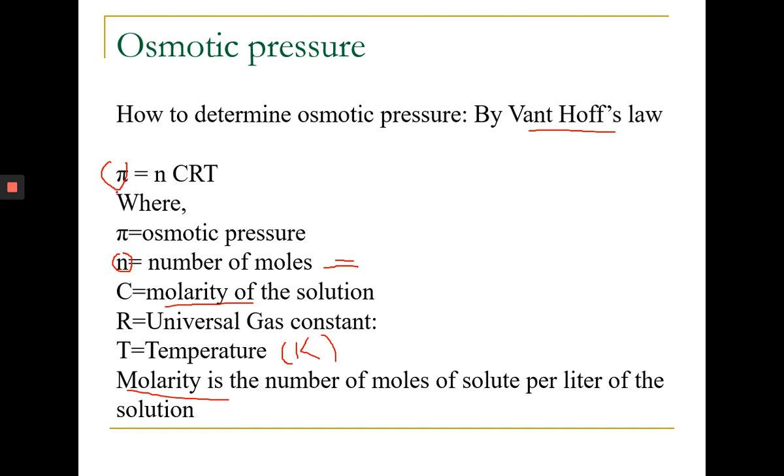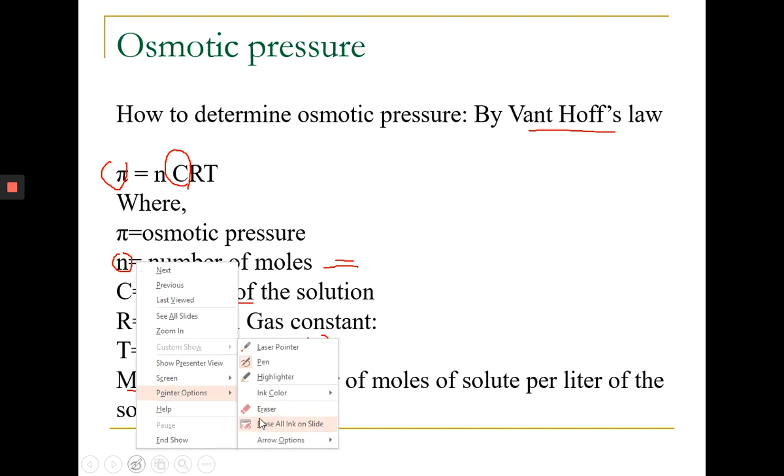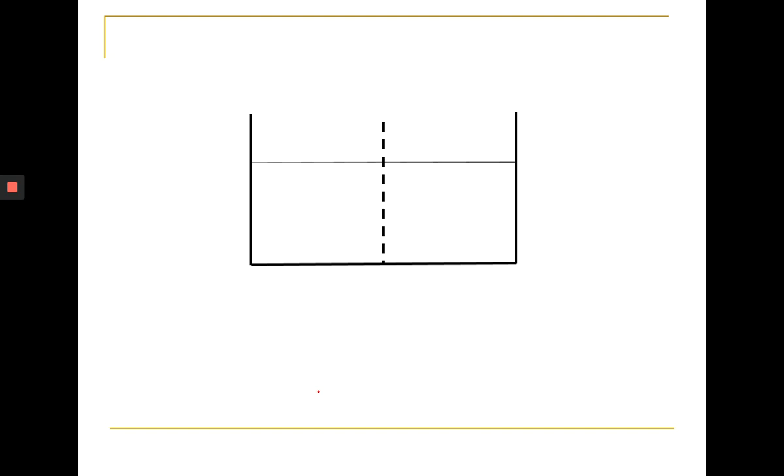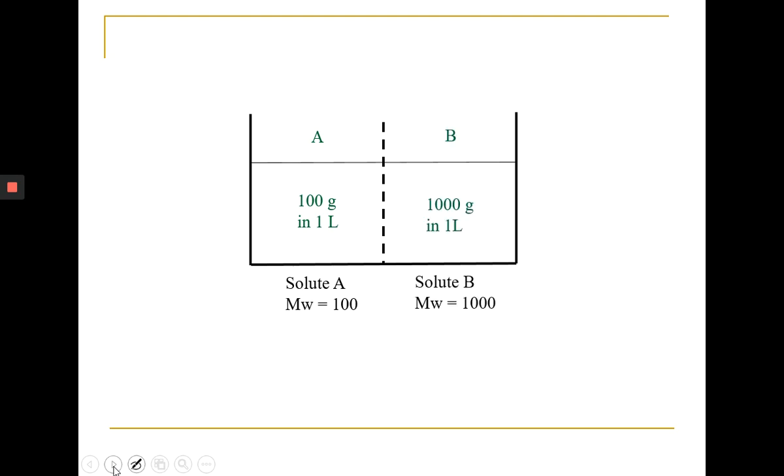As you see, the higher the number of moles, the higher the osmotic pressure. The higher the moles, the higher the number of molecules, Avogadro, and the higher the osmotic pressure. Okay? Now if we come here, two solutions, we put in A and in B two kinds of solutions.